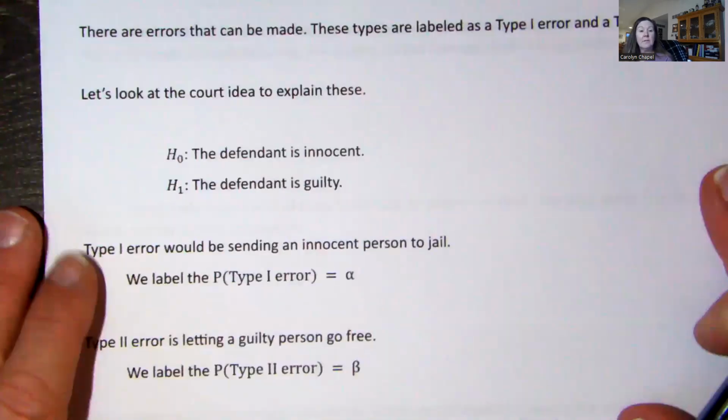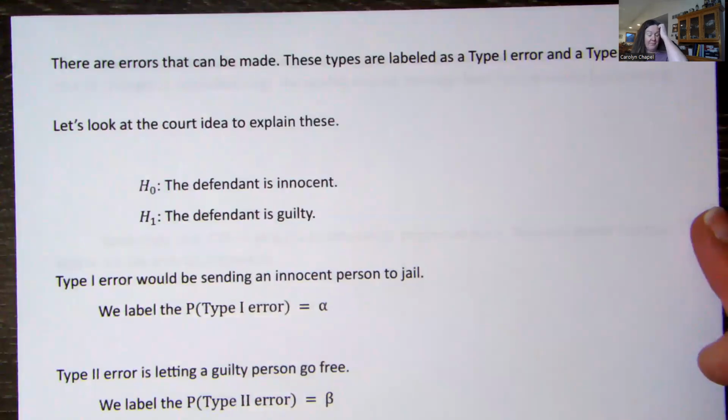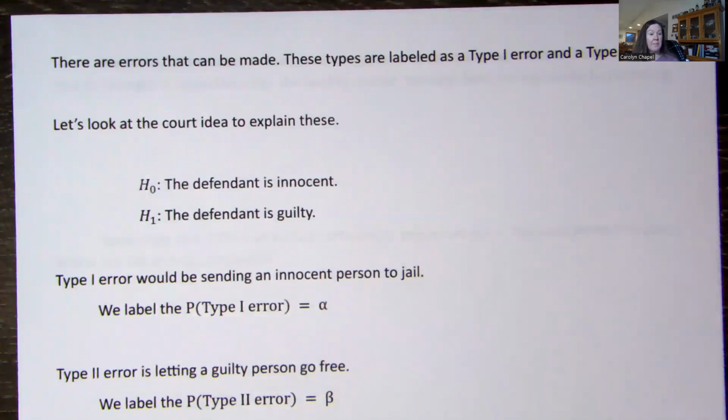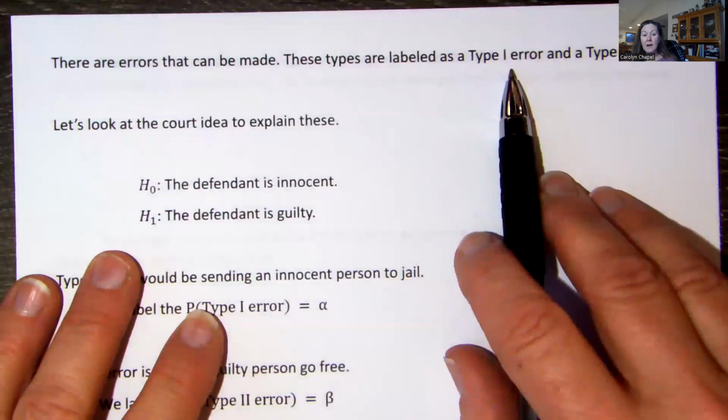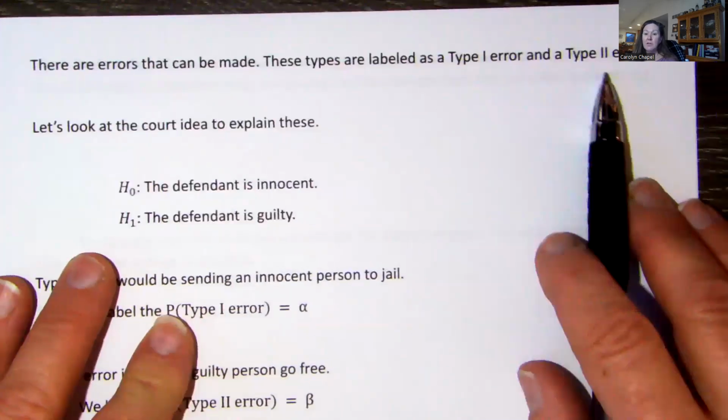All right, we can always make errors. Because samples are not always completely accurate, they're only a subset of our entire population, there are some errors that could be made. And these errors are sometimes labeled as a type 1 error and a type 2 error.